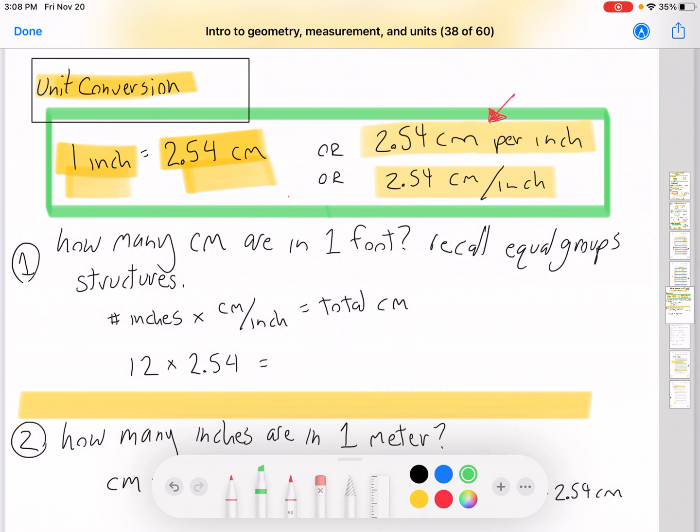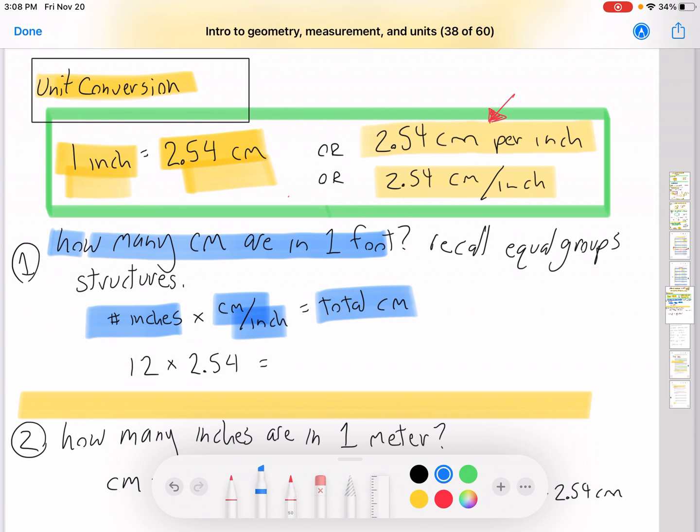So my first question here says, how many centimeters are in 1 foot? So again, recall our equal group structures. If I do number of inches times centimeters per inch, that will give me total centimeters. So in a foot, I know there's 12 inches. So I can go 12 inches times 2.54 centimeters per inch.